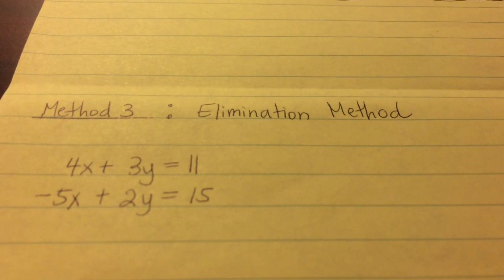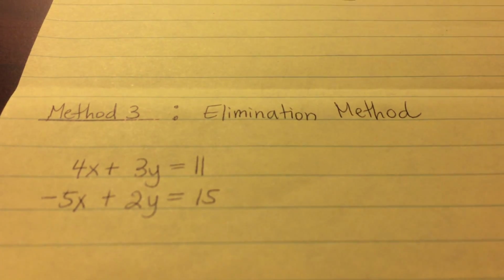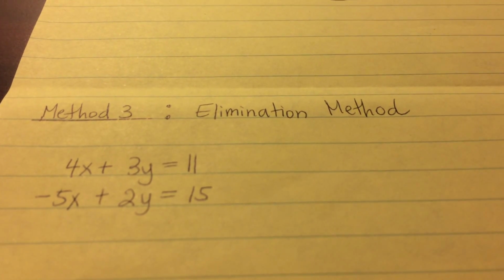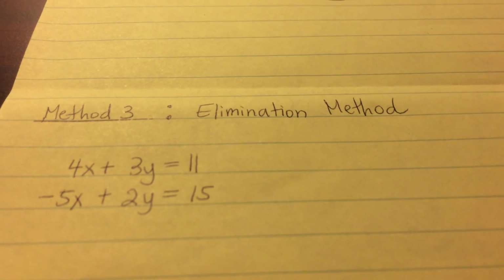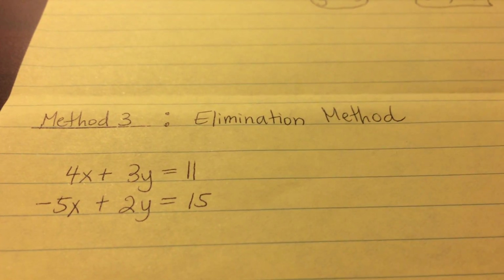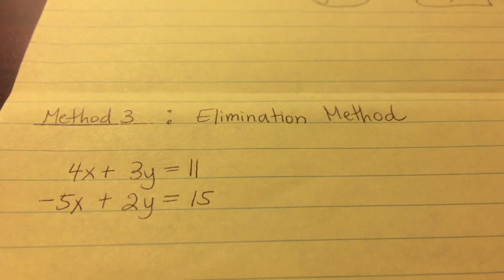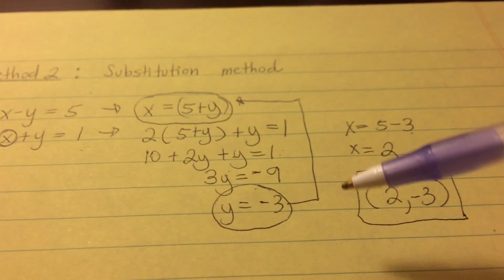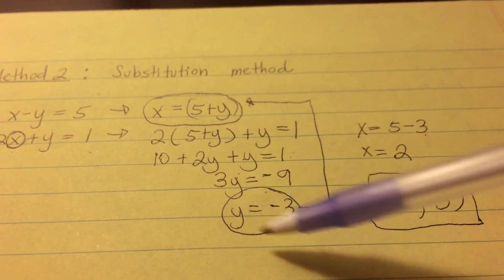And then the last method is called the elimination method. The elimination method is what it says, it's eliminating. Your goal is to eliminate either the x variable or the y variable, one of those first, and it doesn't matter. You want to eliminate something so that you have one variable, similar to what we did right here. We have one variable right here, we can solve for it.